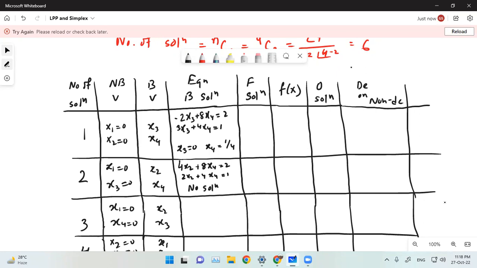Third case, 4x2 minus 2x3 equal to 2. Then 2x2 plus 3x3 equal to 1. So x2 will be 1 by 4, and x3 will be 0.